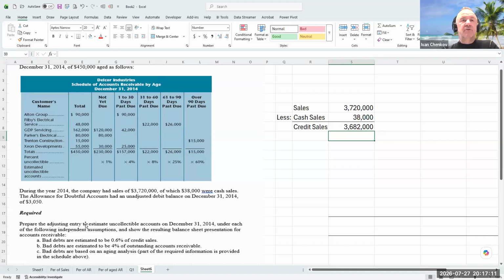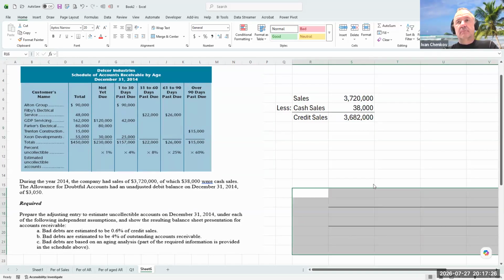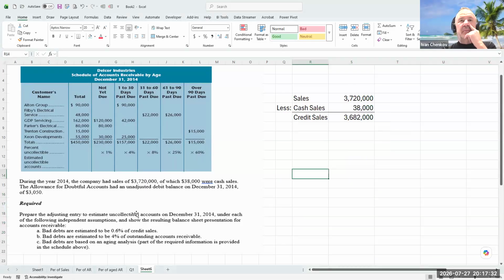Now prepare the adjusting entry to estimate the uncollectible amount on December 31st under each of the following independent assumptions, showing the resulting balance sheet presentation for the accounts receivables. So we have to prepare something universal, which we can apply to all three cases. The first one is the bad debt is estimated to be 0.6% of the credit sales. So we have the credit sales. Now we have to estimate 0.6%.